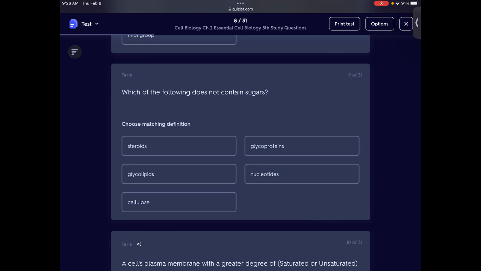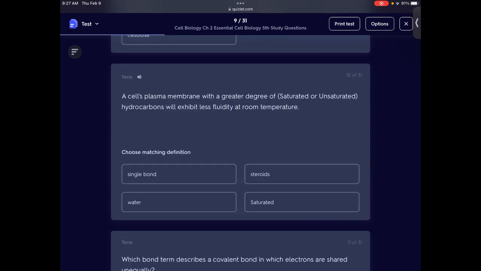Which of the following does not contain sugars? Steroids, those are lipids. Glycolipids, of course, they have glyco, so that means sugar. Cellulose is a sugar. It's the structural sugar in plants. Glycoproteins, again, glyco means sugar, so that's a protein with a sugar attached. Nucleotides do have a sugar, deoxyribose or ribose, so I'm going with steroids.